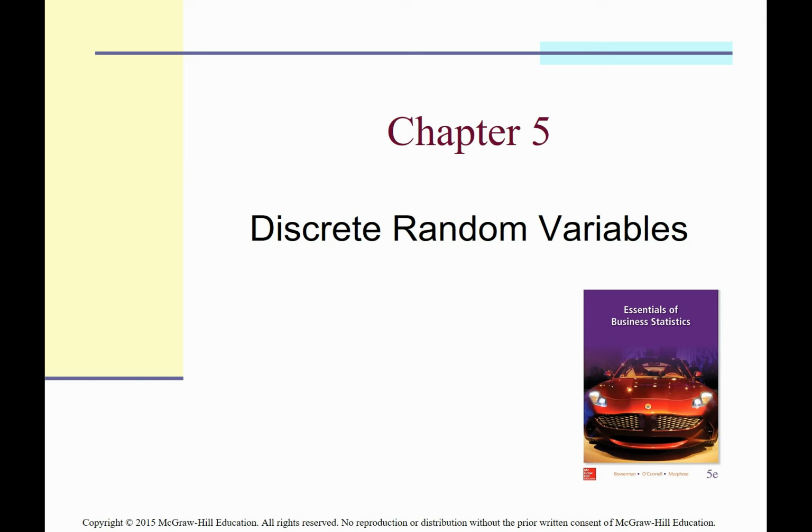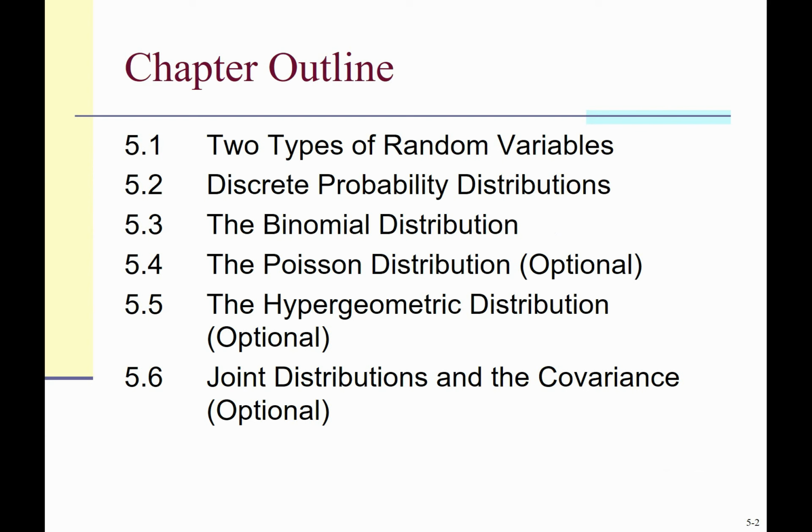Chapter 5 is called discrete random variables, and Chapter 6 is continuous random variables. We treat probability slightly differently based on whether the underlying data is something that we count or something that we measure. If all we can do is count, that's discrete, or if it takes on a whole number. If it's something that takes on a continuous number, that's what we do in Chapter 6.